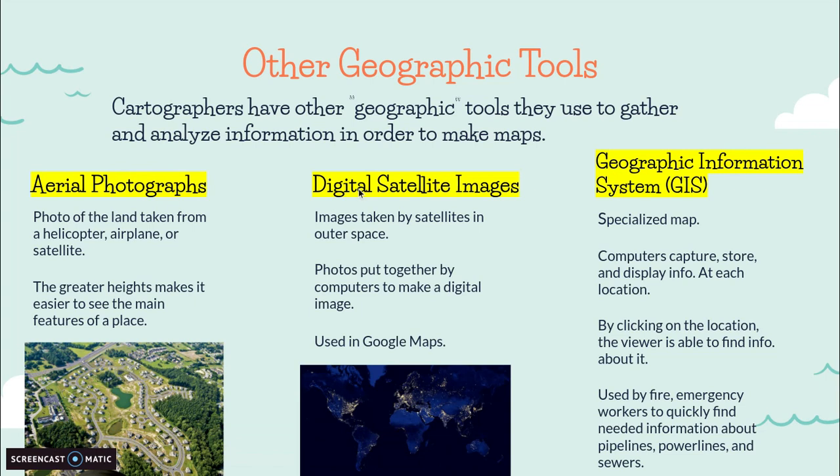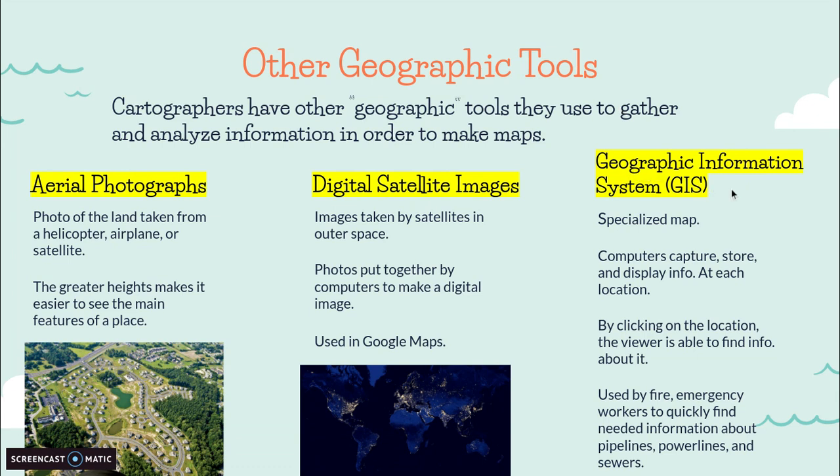The next one is a digital satellite image. And these are images taken by satellites in outer space. Photos are put together by computers to make a digital image. So the images taken from the satellite are put together for a digital image. And these images are used in things like Google Maps. Okay, these kinds of satellite images.